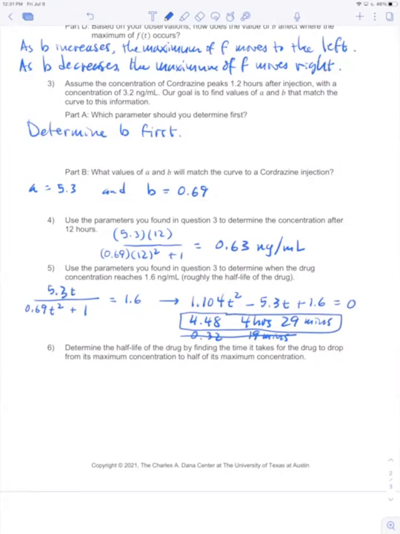Part 6, determine the half-life of the drug by finding the time it takes for the drug to drop from its maximum concentration to half of its maximum concentration. So we found the half-life, roughly 4.48 minus 1.2, and that's going to give us roughly 3.28 hours.